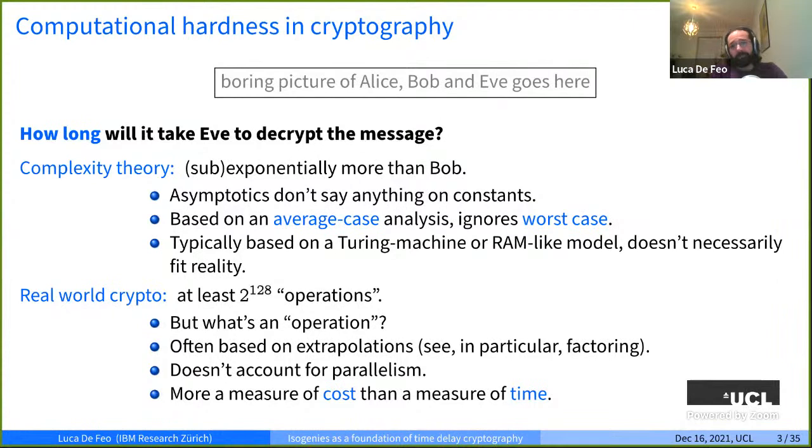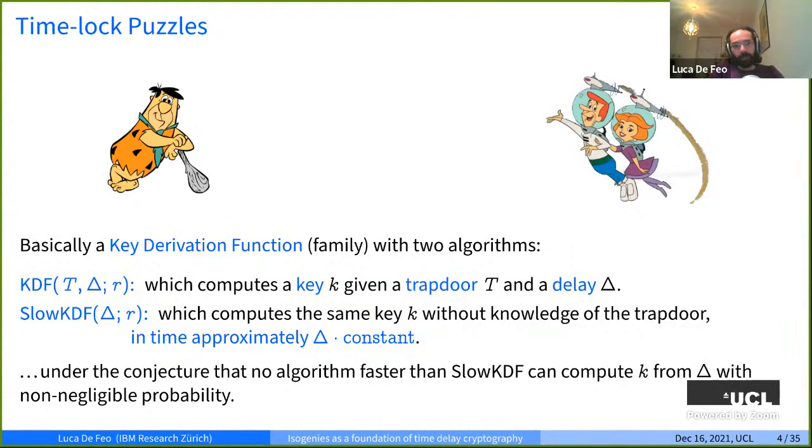Time delay cryptography is a different approach to computational difficulty, which really tries to enforce a certain amount of time, as in a clock time that passes for someone on Earth. And so the very first concept of time lock puzzles, which, as I said, was defined by Rivest, Shamir, and Wagner, is something that you can essentially think about as a key derivation function. So you have two algorithms, one which is the typical key derivation, one that uses a trapdoor and a parameter delta, which is a delay, and another algorithm, which we call the slow key derivation function, which does not take the trapdoor, only takes in the parameter delta, and then you have some pseudo-random bits that you use as input to the key derivation function.